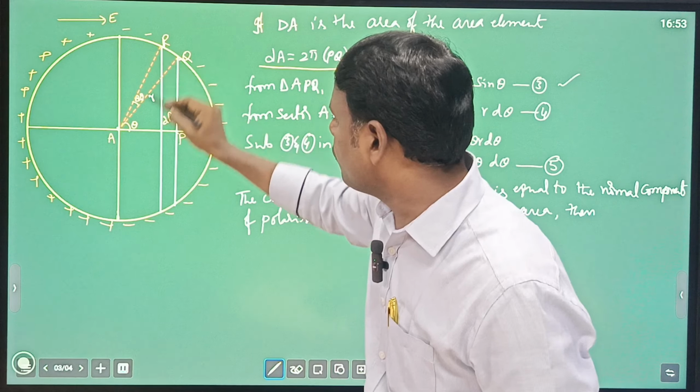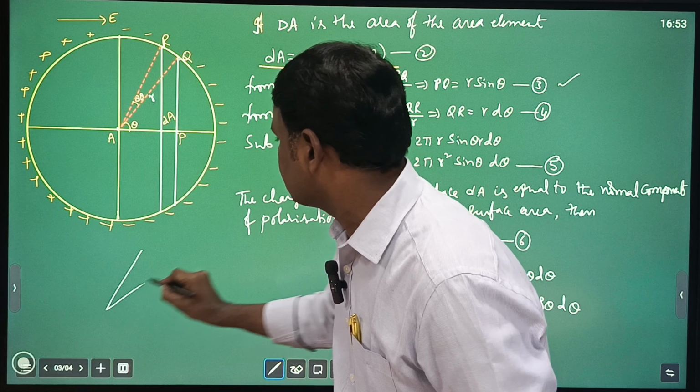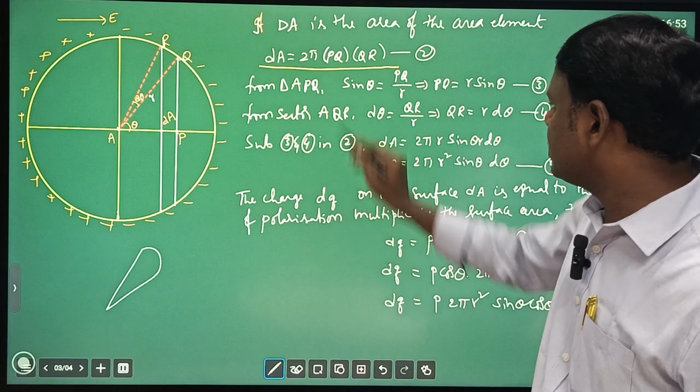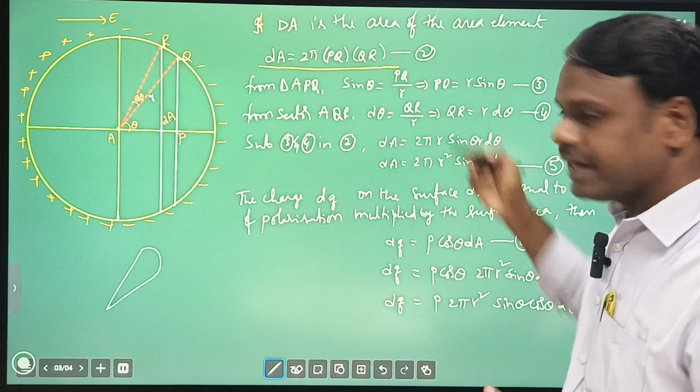And also here we have one sector AQR. This is the sector AQR. From this sector, the solid angle can be written as arc by radius.